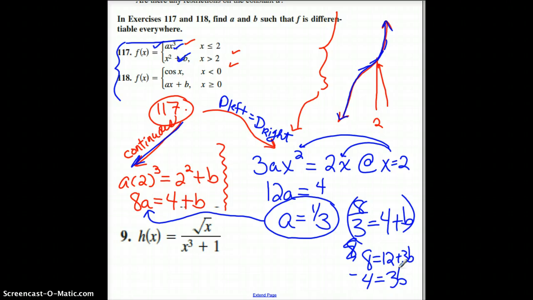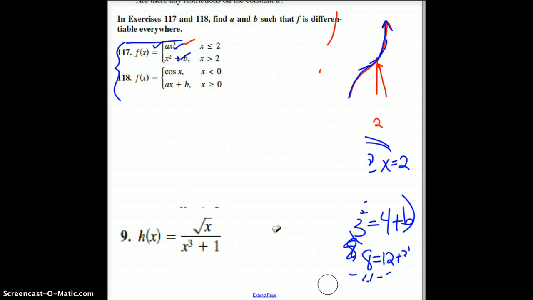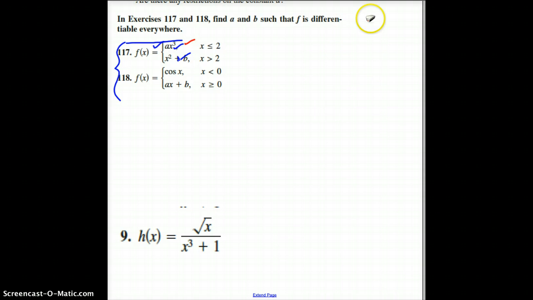So your process for these is, number one, make sure that the function is continuous. Number two, make sure that it's smooth, which requires two things. So for number 118, let's repeat the process. First of all, I'm going to make sure that it's continuous when x is 0. I'm going to force it to seal up.